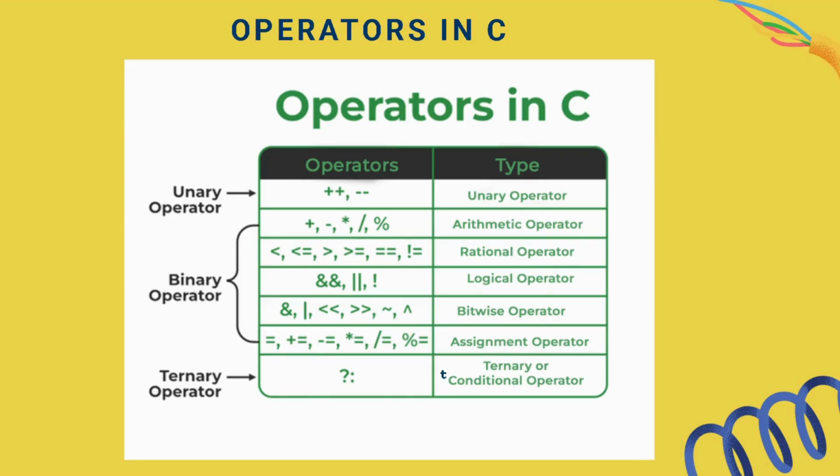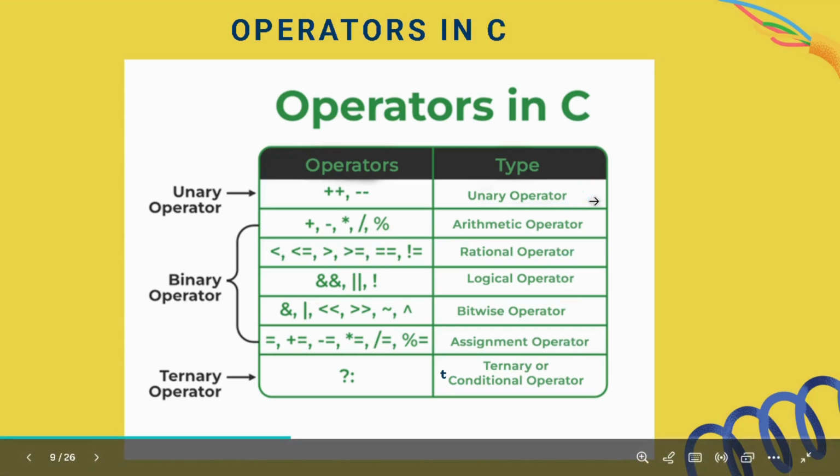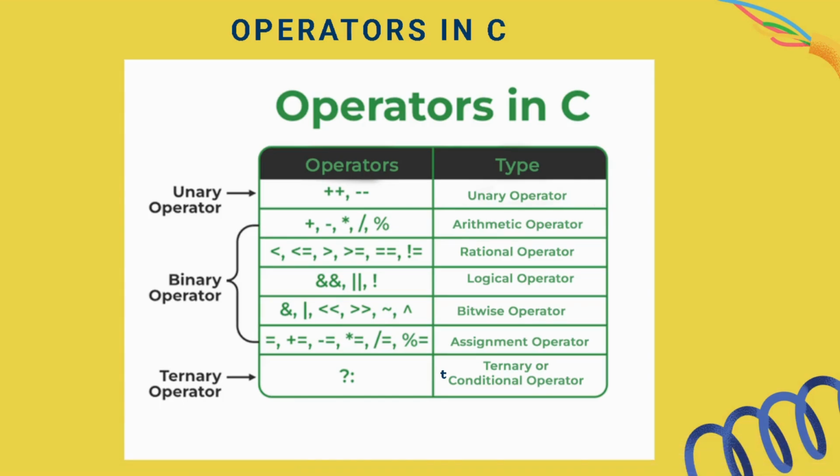And coming to the operators in C, we have 7 subtypes, under which the first one is the unary operator, which works on a single operand to increment or decrement its value. And next we have the arithmetic operator, which performs basic math operations like addition, subtraction, multiplication, division and modulo. And next is the relational operator, which compares the values and returns either true or false. And next we have the logical operator, which combines multiple conditions like and, or, not. And next one is the bitwise operator, which operates at bit level for binary data. And the next one is the assignment operator, which is used to assign or update the value of a variable.